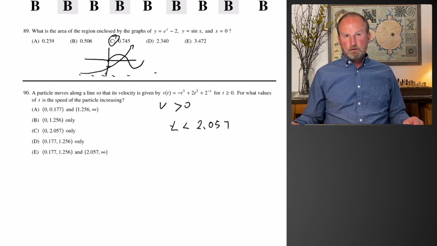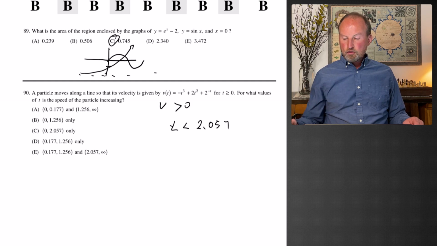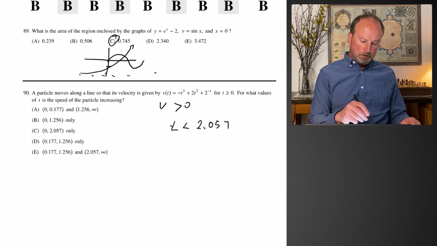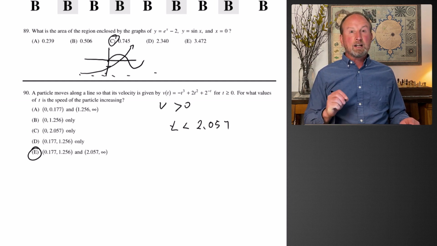Okay, so now let's answer the question. My velocity is positive up here, so my acceleration is positive between here and here. So when t is between 0.177 and 1.26. So letter D and E. Letter E. Also, though, my velocity is negative down here, and my velocity graph is decreasing, so acceleration is also negative. So from 2.057 to infinity, it is also the same signs, so the speed of my particle is increasing.